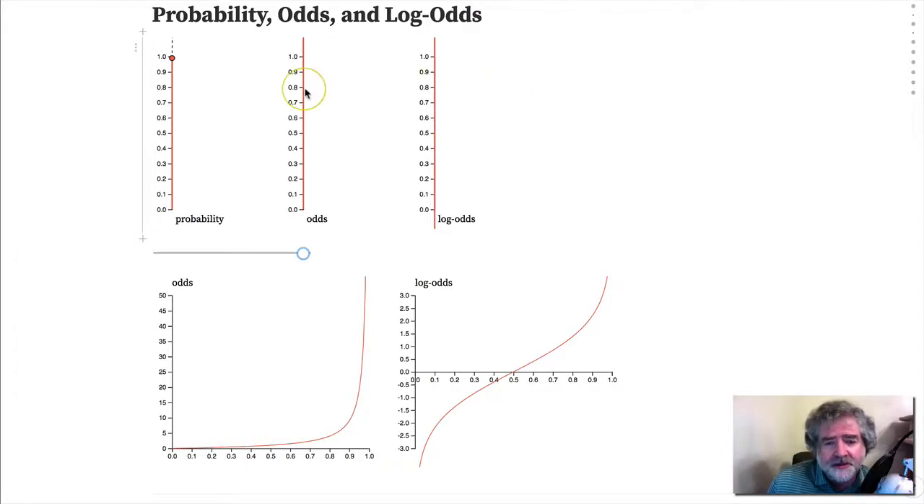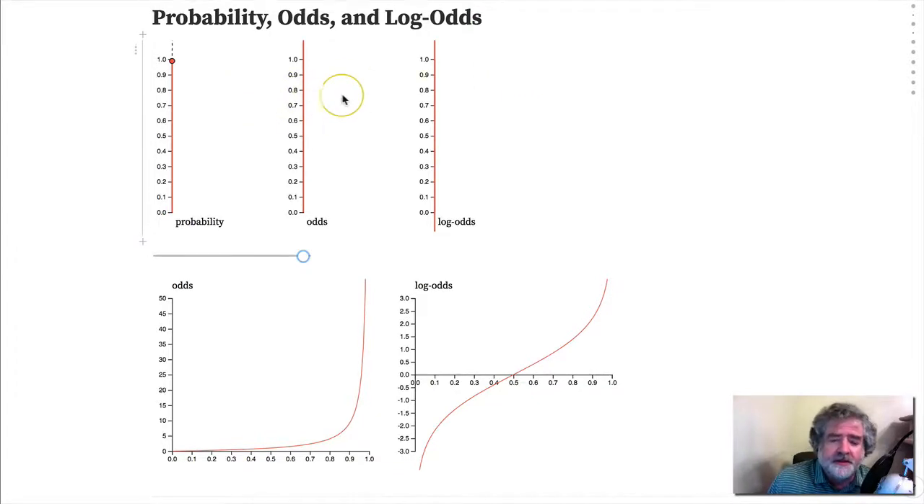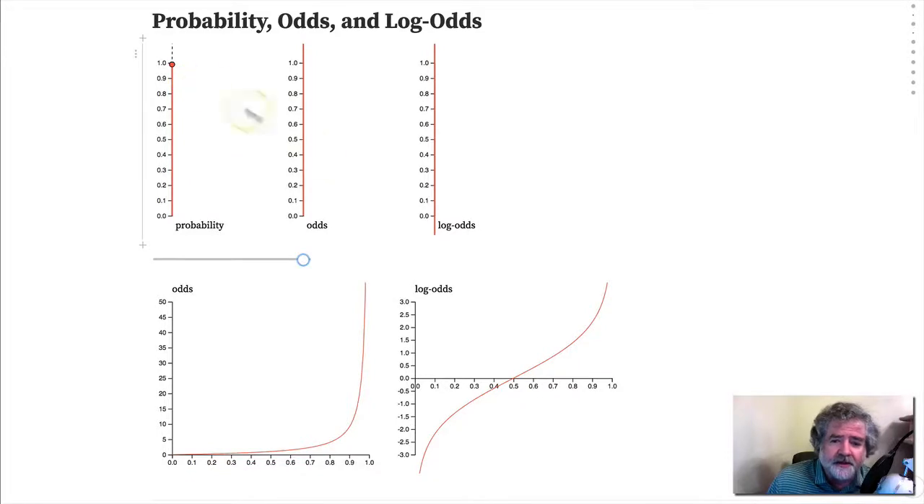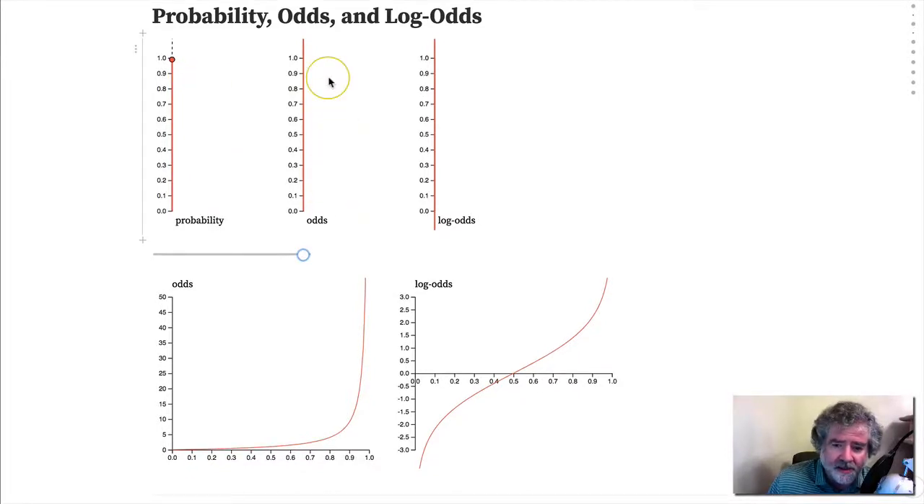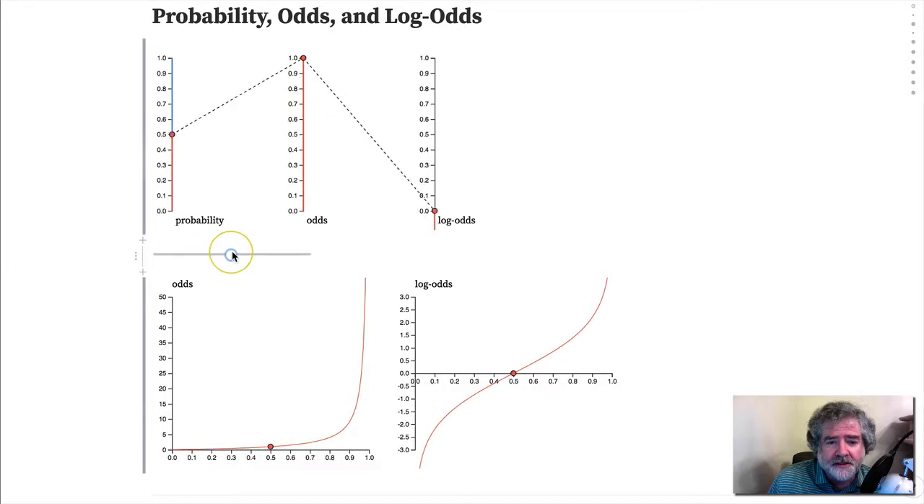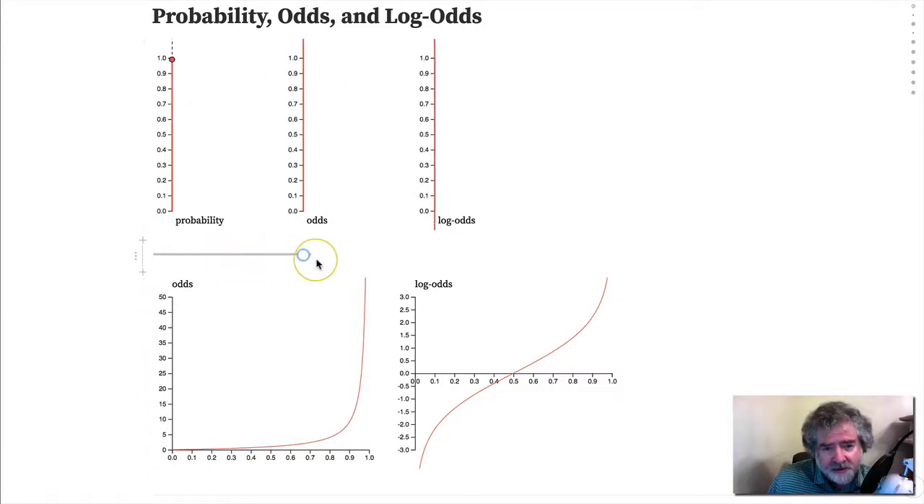So it's just kind of like you're using different intervals. Probability, 0 to 1. Odds, 0 to plus infinity. Log odds, negative infinity to plus infinity. So for an event that is unlikely, 0, 0, negative infinity. For an event that is like a 50-50 chance, 0.5, 1, and 0. And then finally for an event that's pretty much certain, 1, plus infinity, and plus infinity.